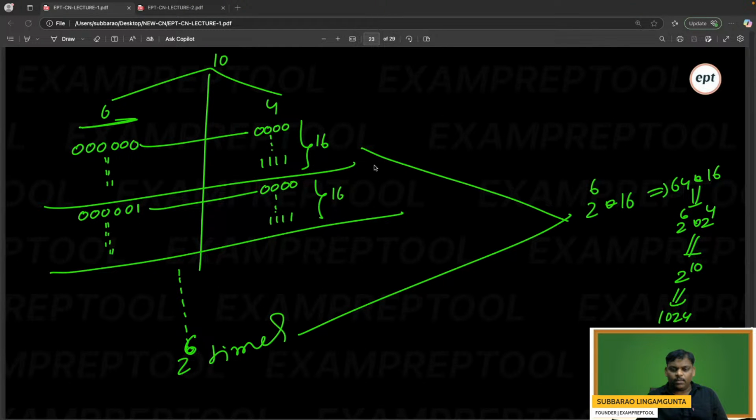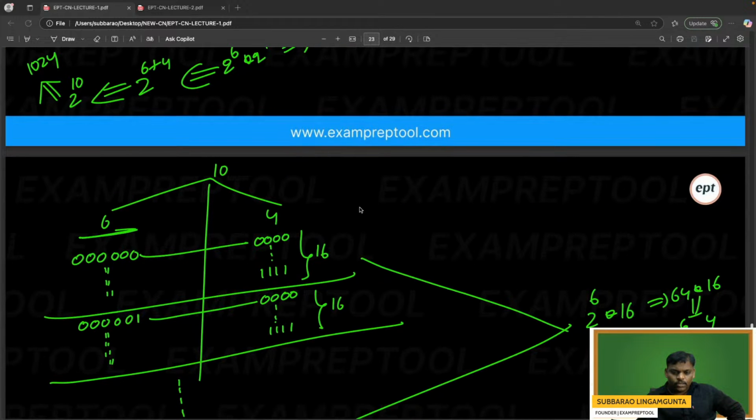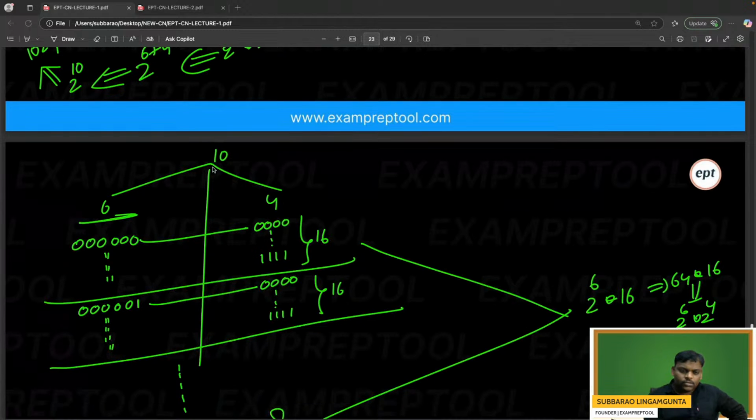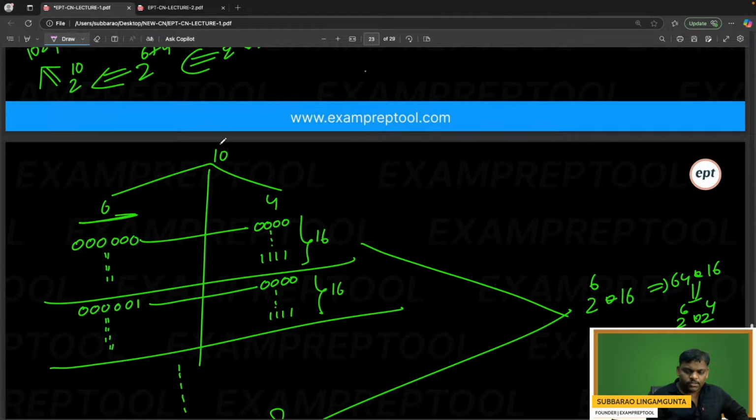Hope all the people came. So this is the thing which happened in yesterday's class. There are 10 bits. You divide them into two parts, 6 bits on one side and 4 bits on the other side.